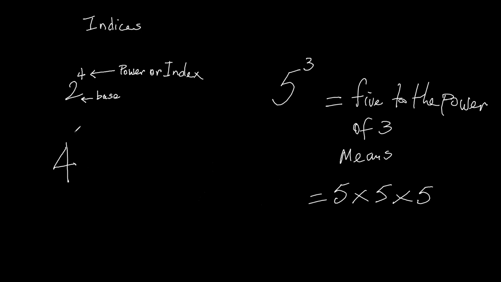Ross, what does 4 squared mean? That's 4 by 4. 4 by 4, which is 16.